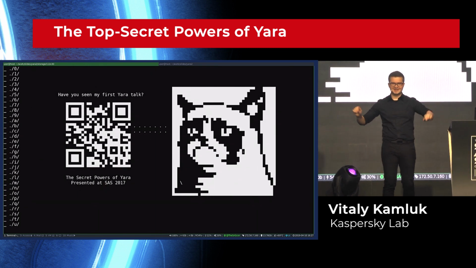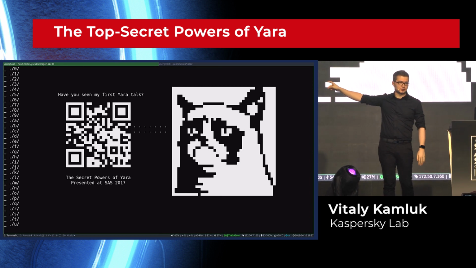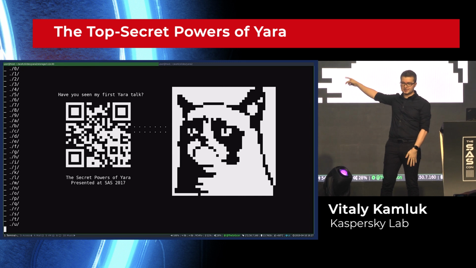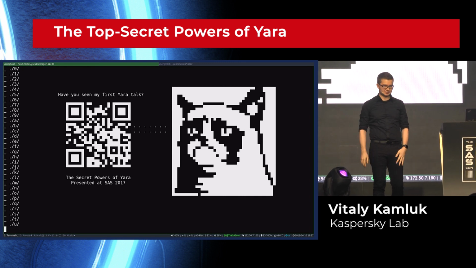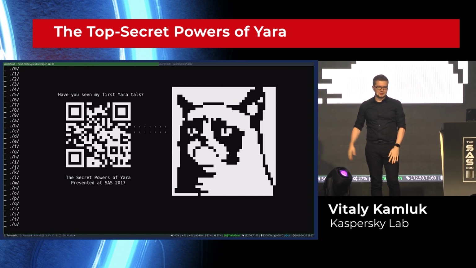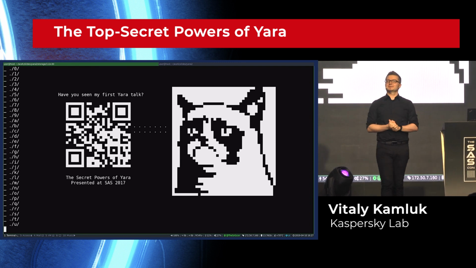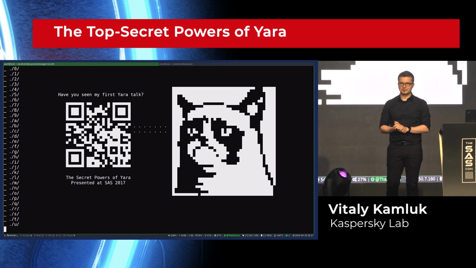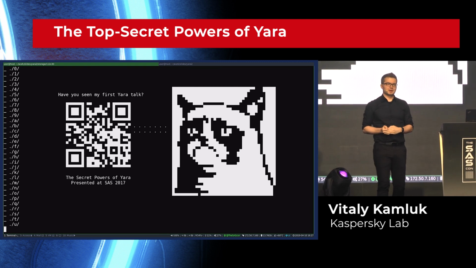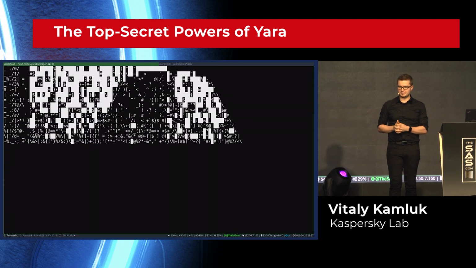If you have not seen my previous talk, this is the QR code for you. Please take a photo. This is the first ever in history QR code generated by the top secret powers of Yara. It's a link to YouTube. So if you haven't watched this, please do. It is mandatory for those who came here. And I will refer to my previous talk in a moment.